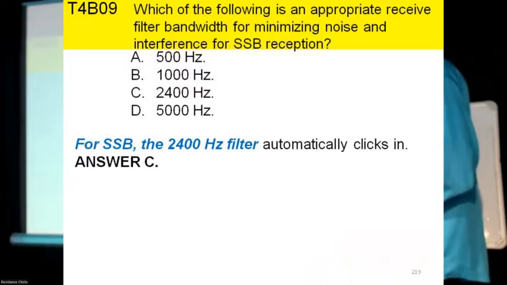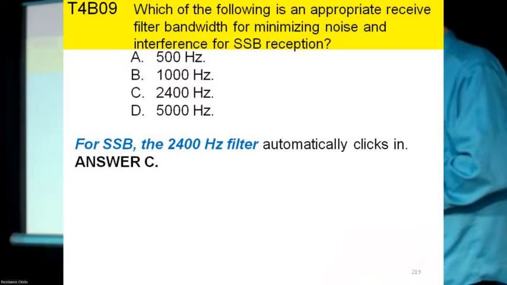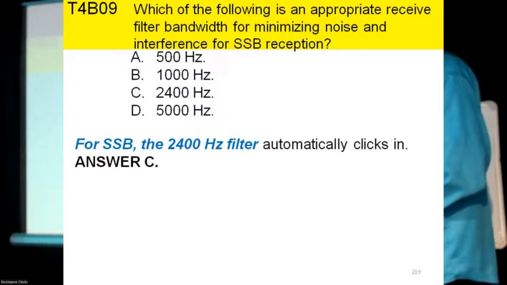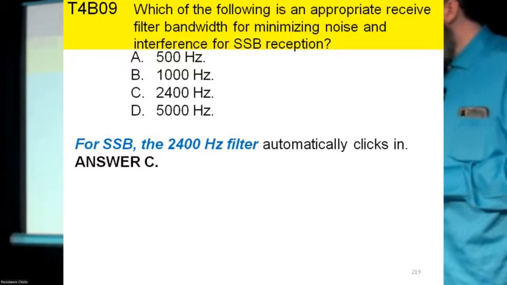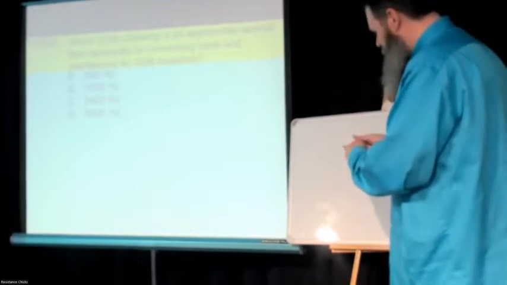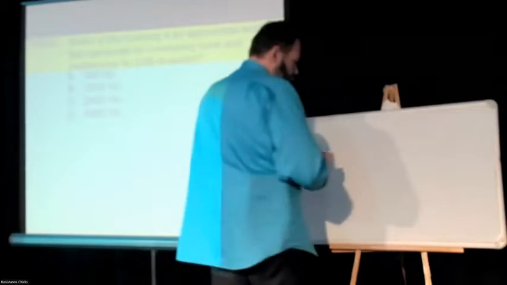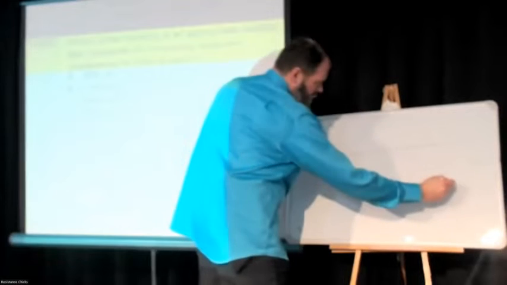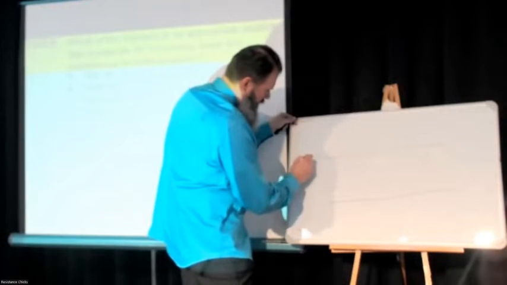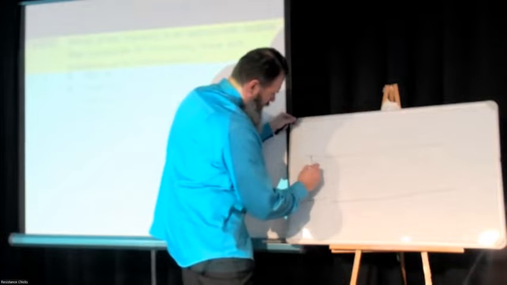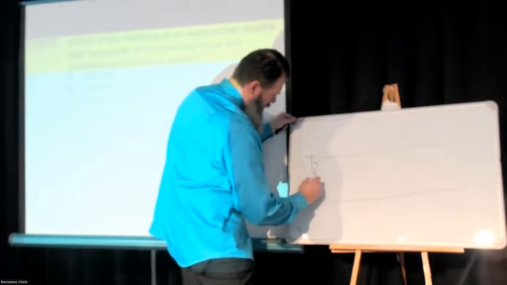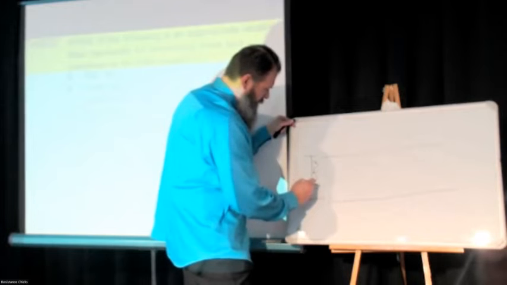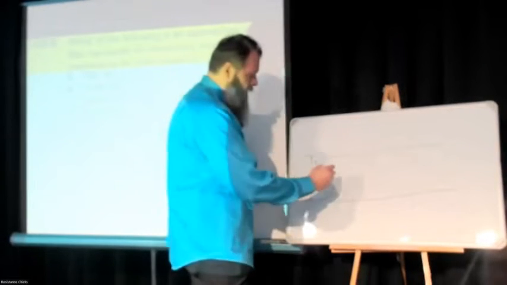Which of the following is an appropriate receive filter bandwidth for minimizing noise and interference for single sideband? What this is talking about: I have a single sideband signal, and from here to here is 3 kilohertz.